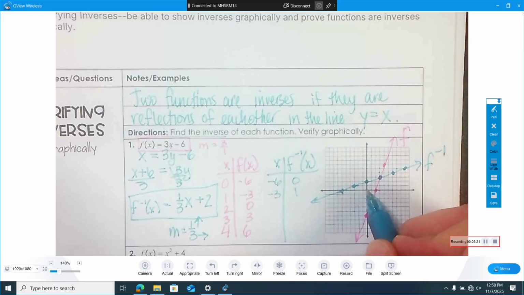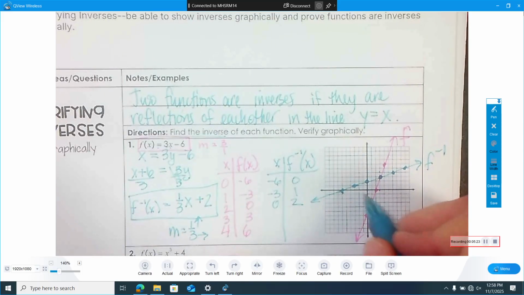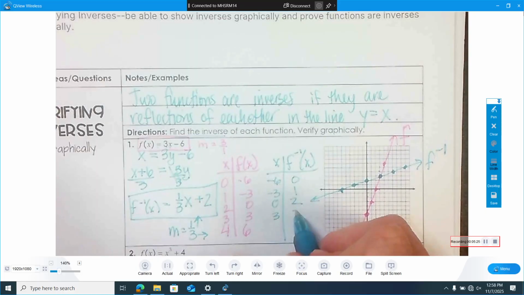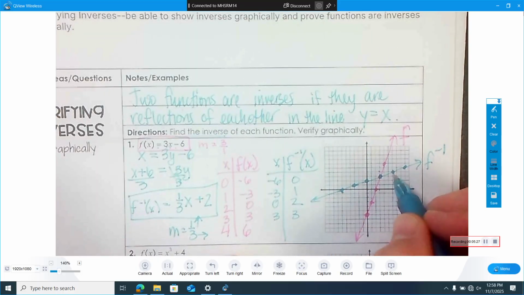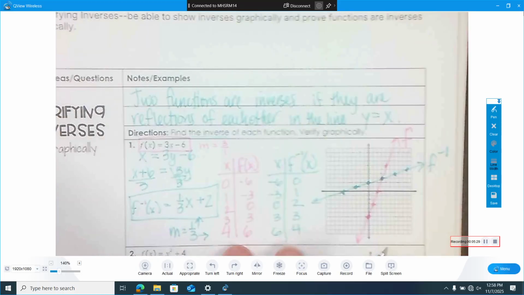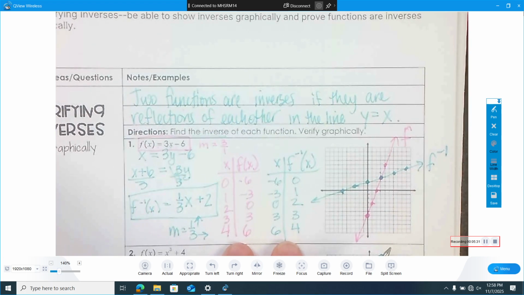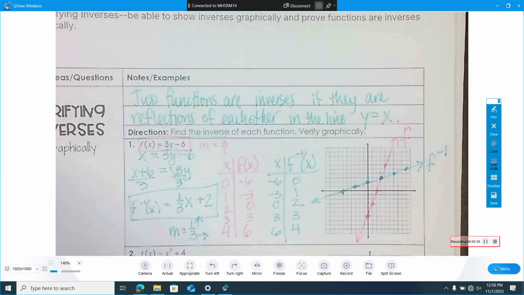And then I have (0, 2). And then I have (3, 3). And then I have (6, 4). Yeah, hey, look at that. What do you notice happened with those inverse ordered pairs? They're just swapped, right? Everything just swaps. And that's literally because we swapped the x and y, didn't we? And solved for the other guy, essentially, okay?